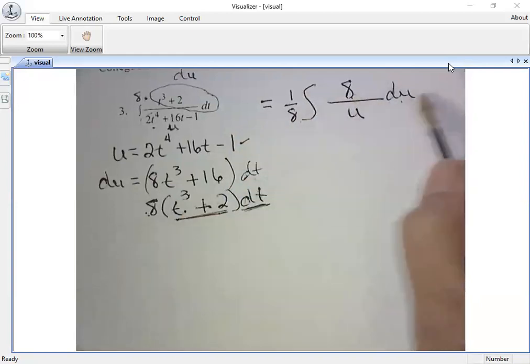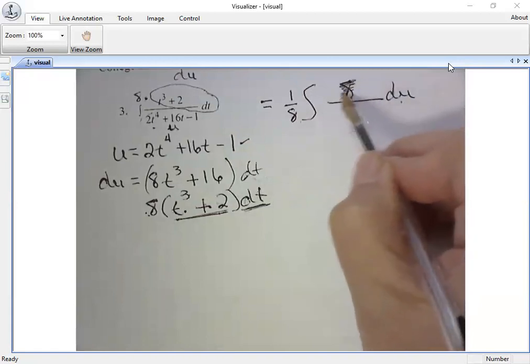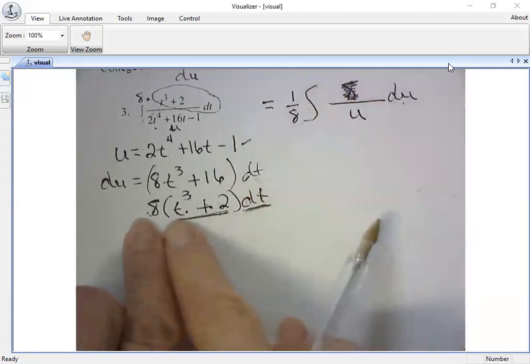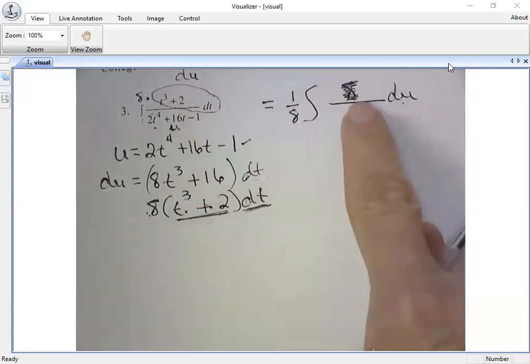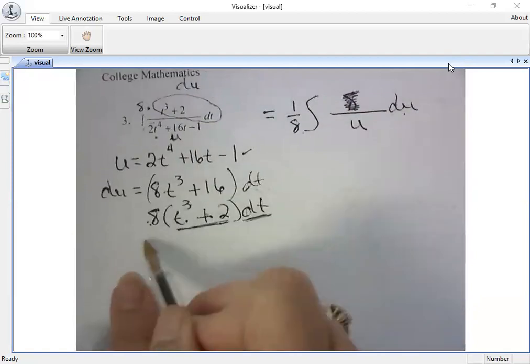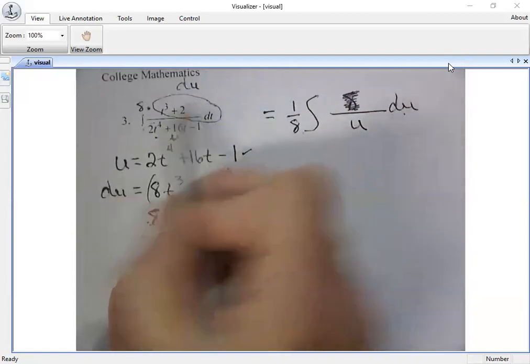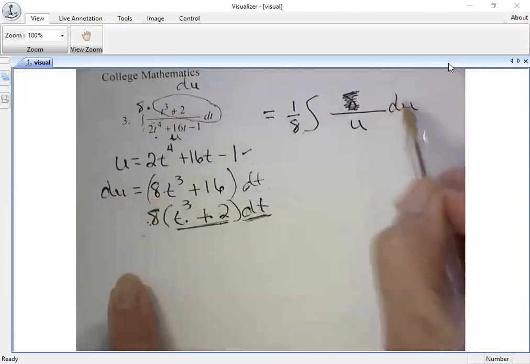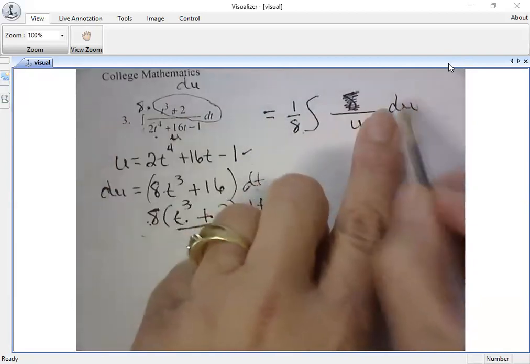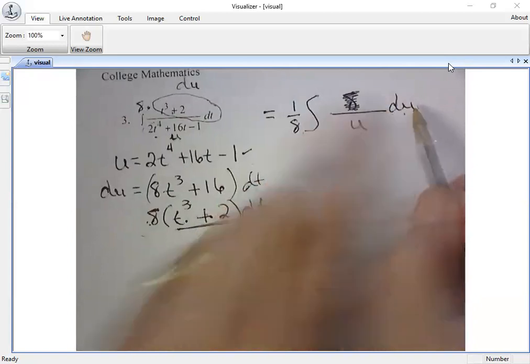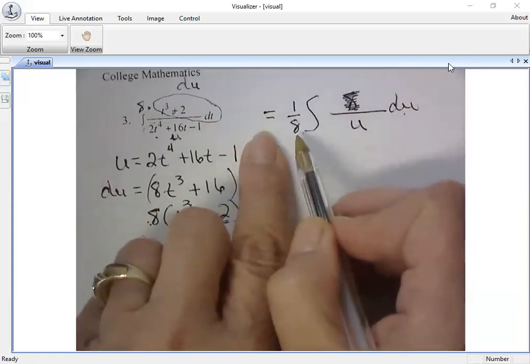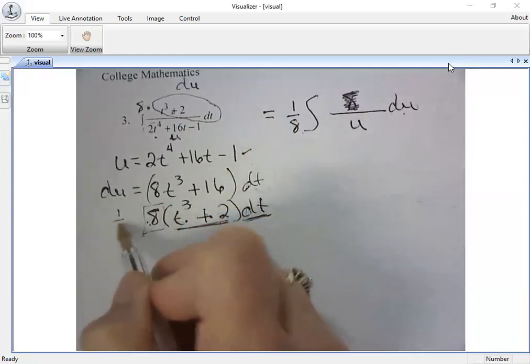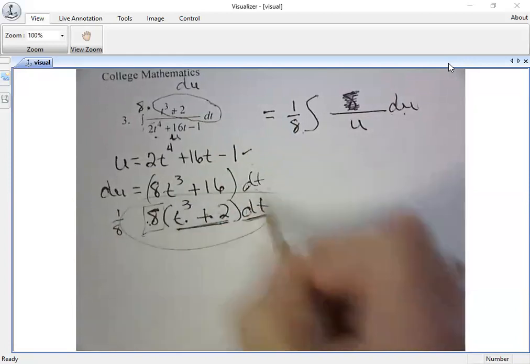So technically, this 8 isn't here, okay, because it's part of the du. I shouldn't have written it that way when I wrote it down, because all of this is the du. It's just I needed the 8 to go with it. So when I put the du here, the 8 is included in the du. Does that make sense? And then you got to put the 1/8 in front. So this was the missing piece that as long as I added in the 1/8, I'm good.